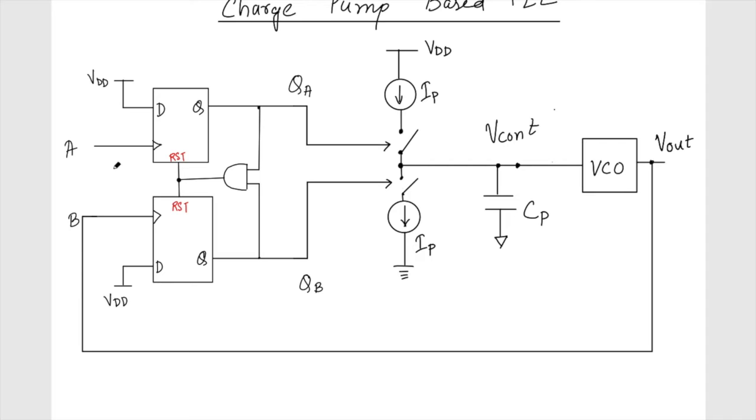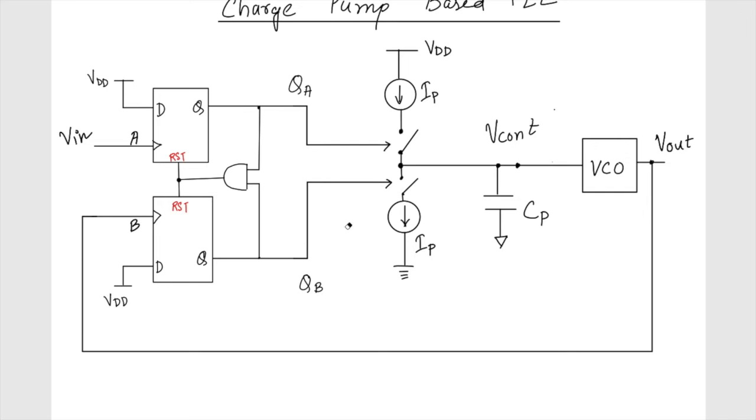Okay, so as I was mentioning, if the frequency of A, let's call it V in now, is higher, that means my QA, we know, will have more pulses and this will turn on, and this will increase the control voltage, and it will tell the VCO to oscillate faster, and of course it will oscillate faster and try to match the frequency of A.